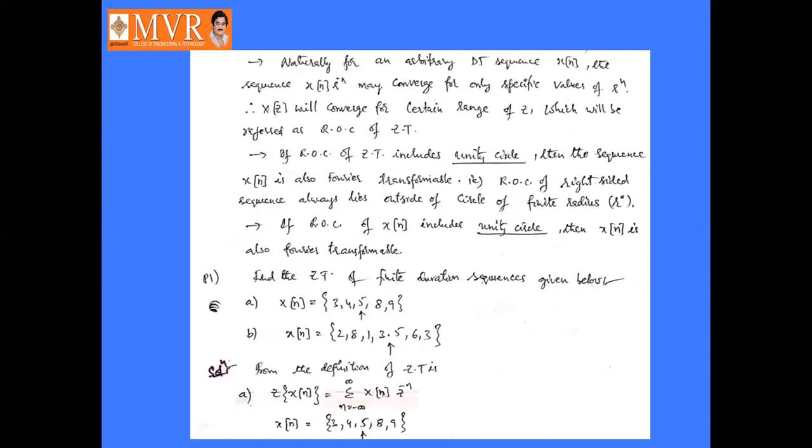So these are the two sequences given. How to find the z transform for this finite sequence? As we already know the definition for the z transform, that is, the z transform of x of n equals sigma n equal to minus infinity to infinity x of n into z power minus n, right? So x of n is this one.